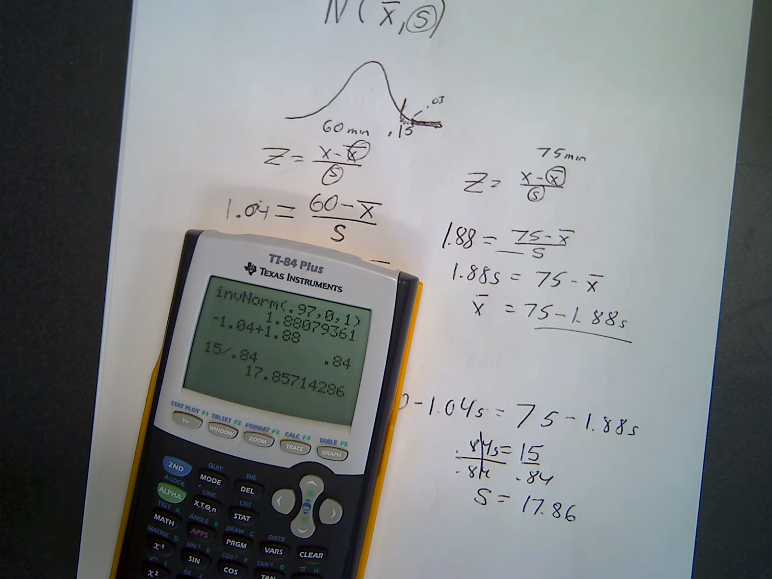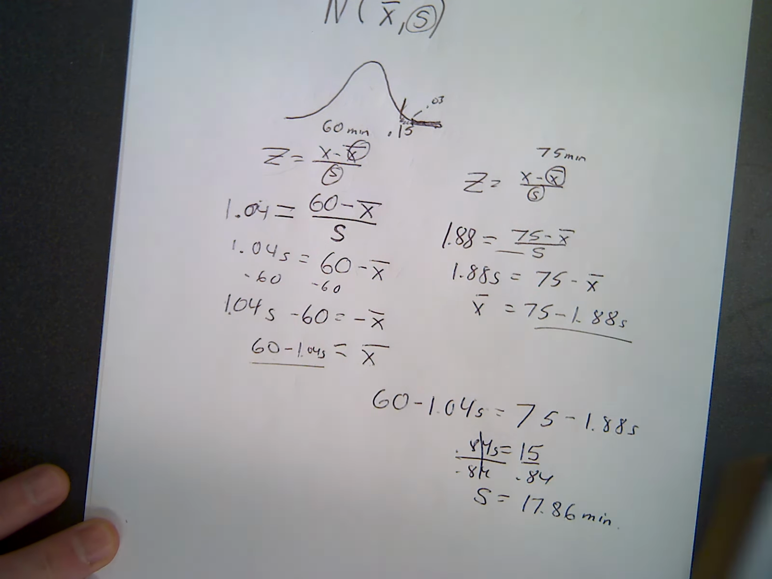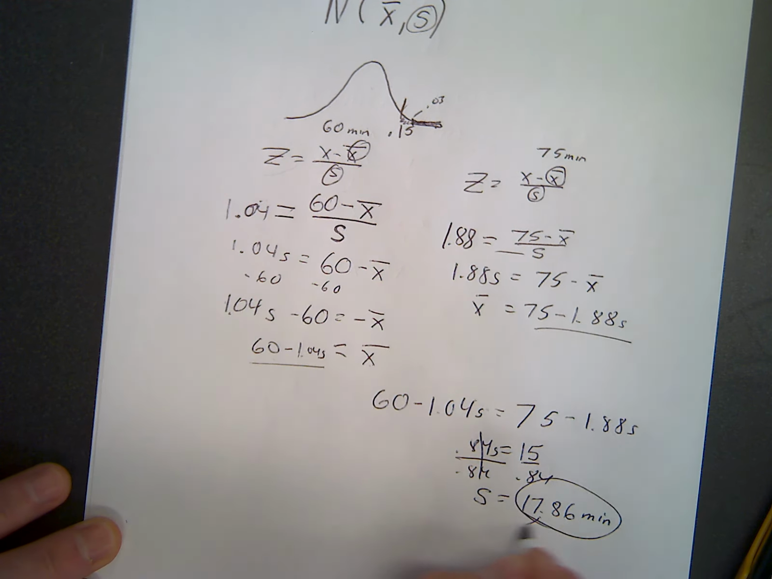Check in the book for number 61. 17.86 minutes is the correct answer. Now, how do I get x bar? You take this value and you plug it back in.